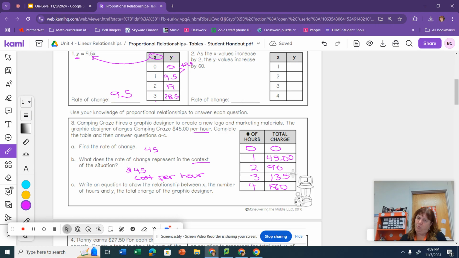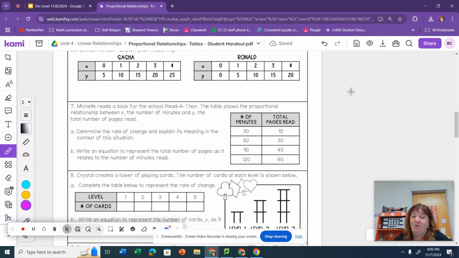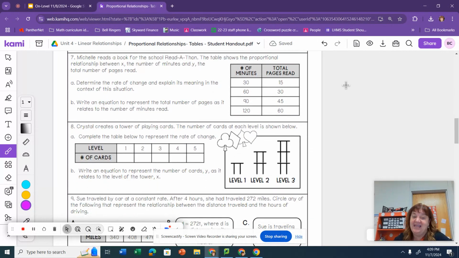So now what would the equation be that would represent this? Let's see if you can get that. Did you get y equals 45x? I hope so. If not, you're probably going to want to do this Edpuzzle again. Okay, let's do a couple more of these and see how we do.